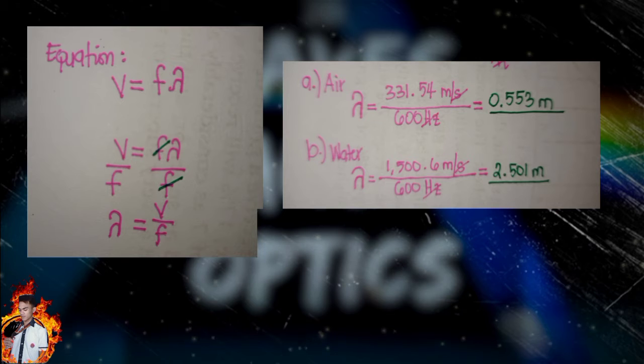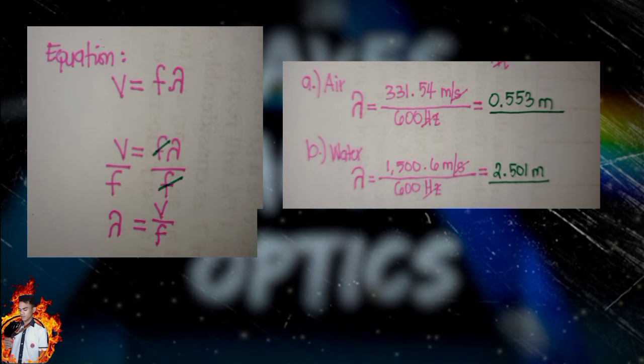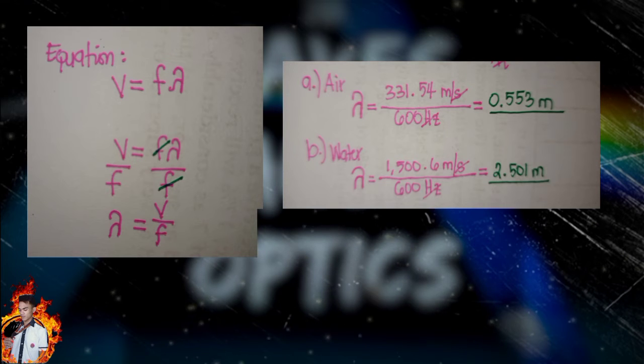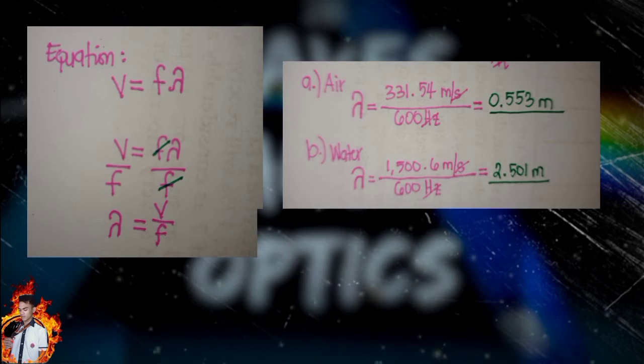We are now solving the wavelength of sound in water. Substitute all the given value. Velocity is equal to 1500.6 meter per second and a frequency of 600 Hz. 1500.6 meter per second divided by 600 Hz is equal to 2.501 meter. We have now the wavelength of sound in water.